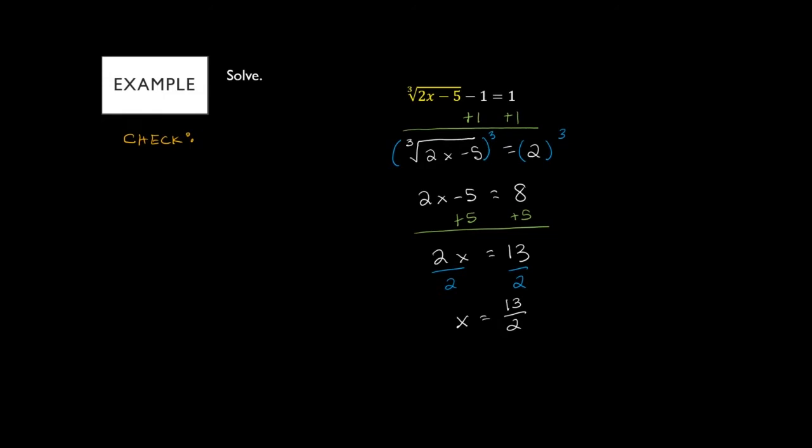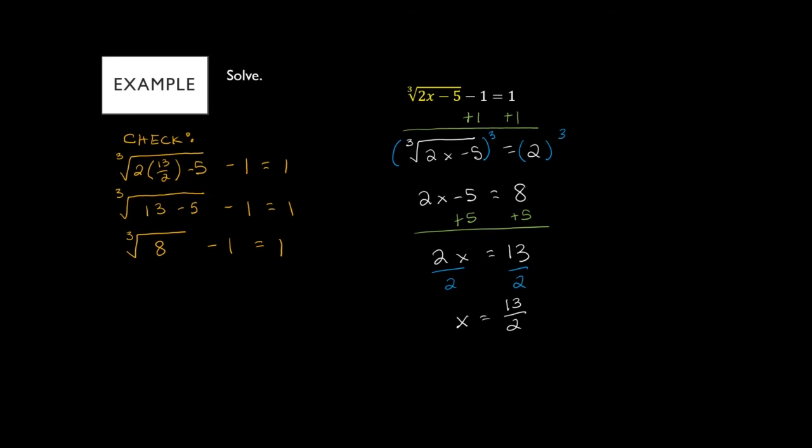So we just solved, we got 13 over 2 for x, so I have to plug that into my radical equation. So that's going to be the cube root of 2 times 13 over 2 minus 5, then minus 1 equals 1. So 2 times 13 over 2, the fraction there cancels out. And so we're left with 13 minus 5 minus 1 equals 1. 13 minus 5 is 8. So we get the cube root of 8 minus 1 equals 1.